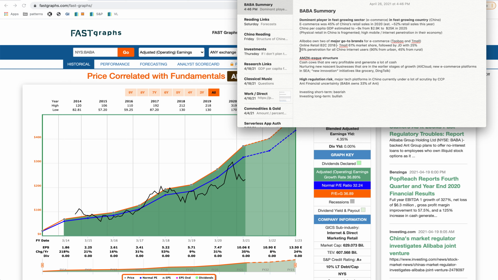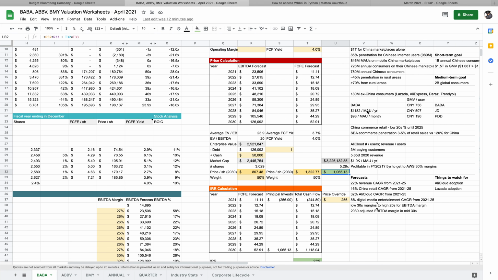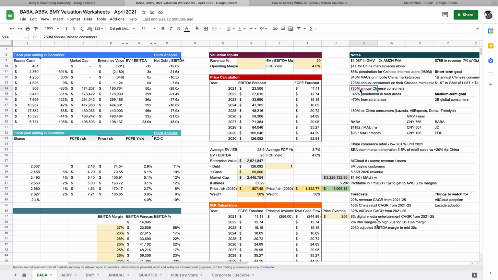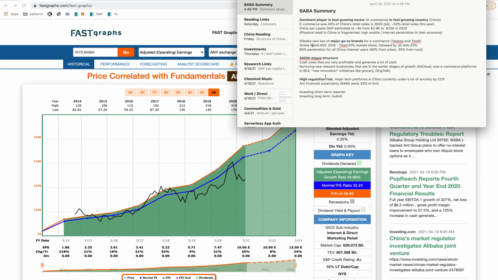Another thing that's really convincing is just how deeply penetrated they are. I think they said in their report that they've got 780 million consumers who use different products of theirs within China alone. I saw a stat somewhere that Chinese internet users alone are just under a billion people. So if you think about it, that's around 85% penetration, which is insane.